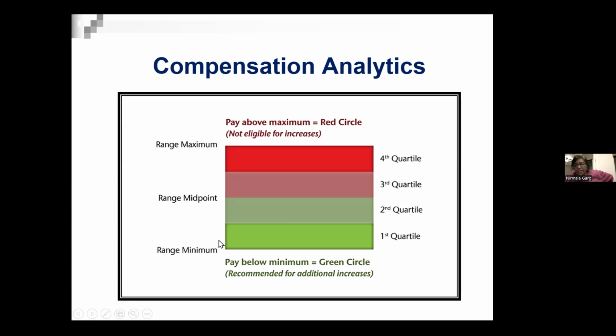Green circle is typically hiring people lower than the minimum for that particular range, which is a total no-no. Because you're not sticking by the range, you have to give at least the minimum. Sorry. Okay. A quick one, guys, only 5 minutes.